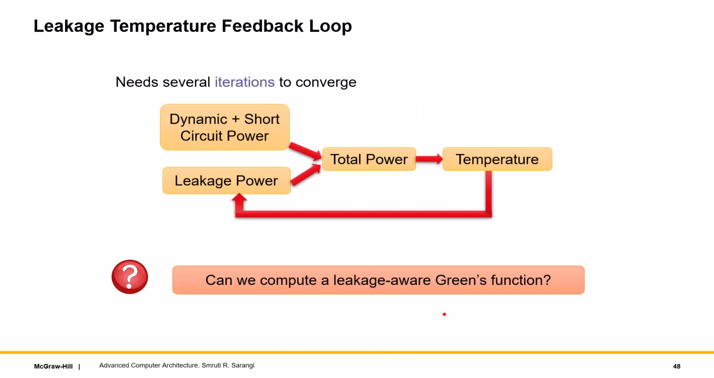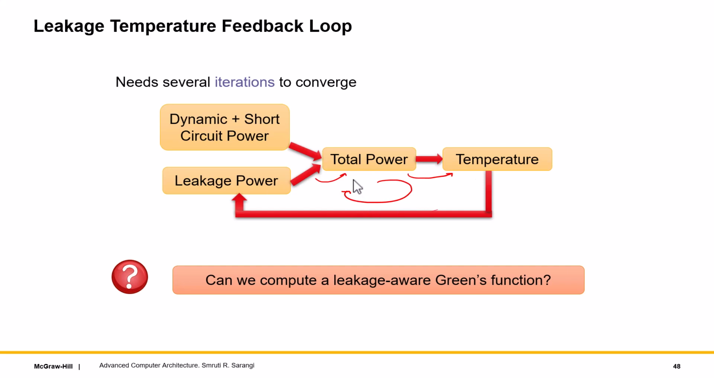Now if I consider the leakage temperature feedback loop, what I am seeing over here is that I have my dynamic plus short circuit power and the leakage power. They determine the total power, which determines the temperature. The temperature again determines the leakage power, which again changes the total power. So there is a feedback loop over here.